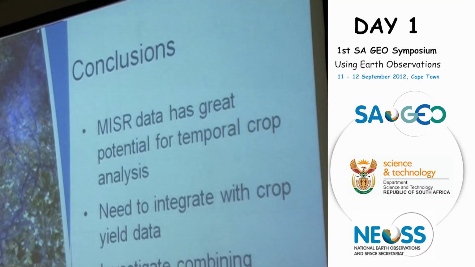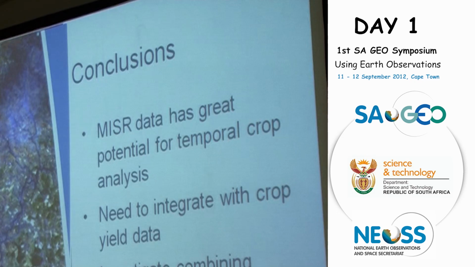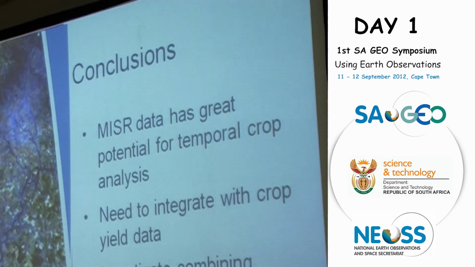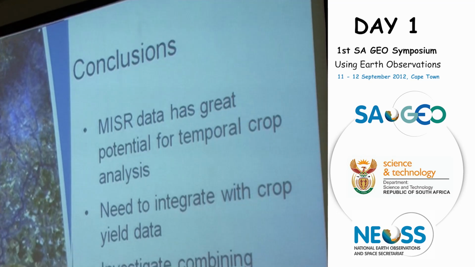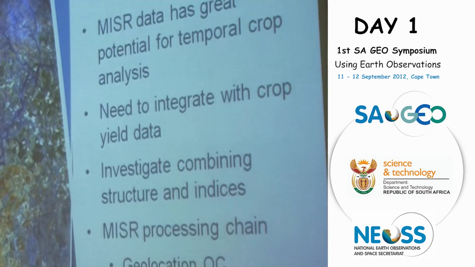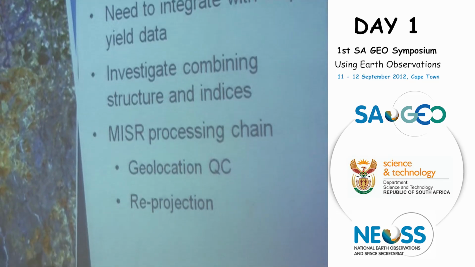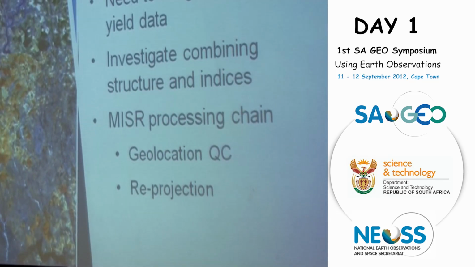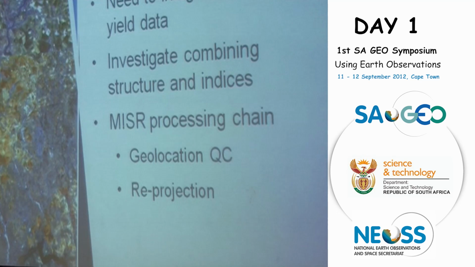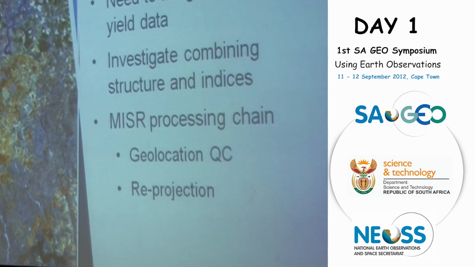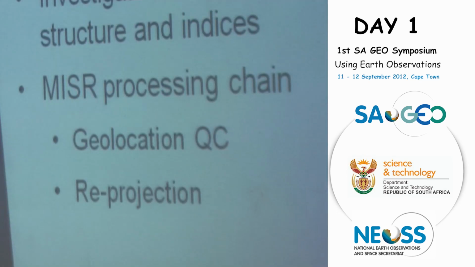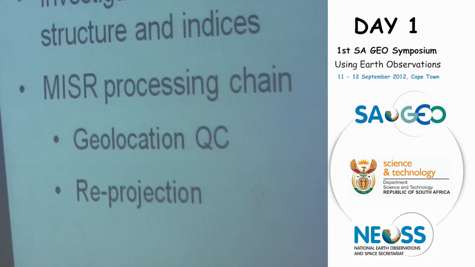We need to work together with the agricultural community to see how this can integrate with yield data, and take a look at perhaps combining the structural information, so your texture, your smoothness, together with your indices. NDVI is known to saturate at higher leaf areas, and this could try and negate that so that you don't get a saturation. I don't know if it will do it, but I think it's definitely something worthwhile exploring, and to optimize a processing chain.